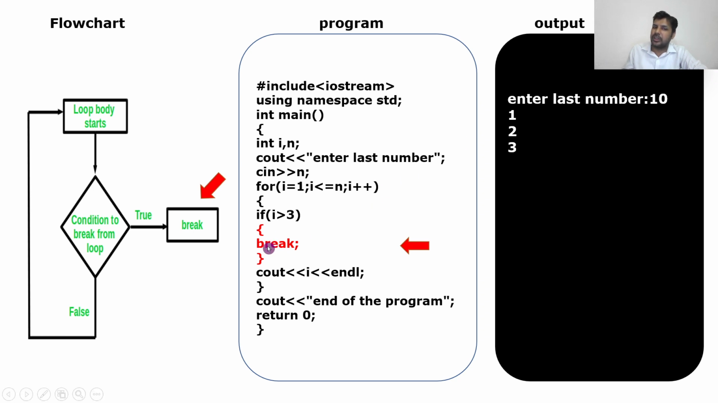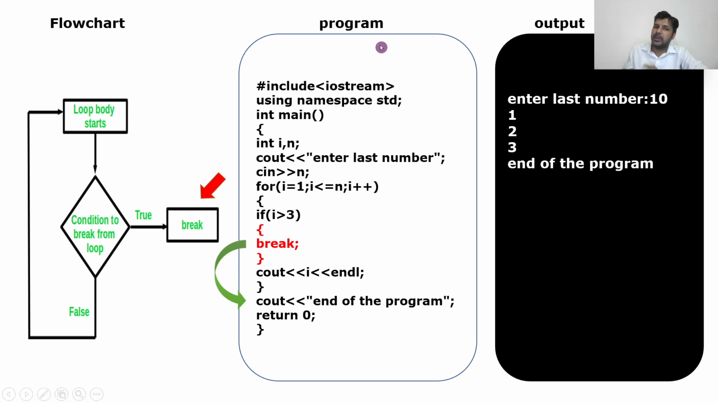What happens once it enters the if condition? Break. So what will break do? It will terminate the loop. Now see, the loop is terminated and it went outside of the loop, and it is showing end of the program. So what is break doing? It is stopping the loop, that means terminating the loop. So why do we use break? Break is used to stop or terminate a loop.